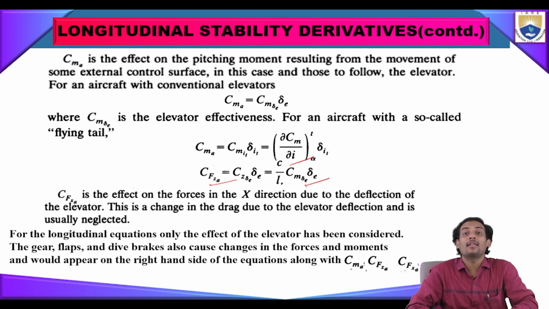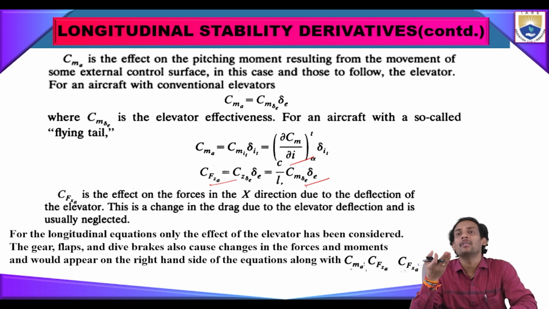But that doesn't mean that this is not useful for making the stability constraints for an aircraft. So these are all required, but how this requirement applies for each and every aircraft, like we said, the velocity variations in linear direction. So for the longitudinal equations, only the effect of elevator has been considered. So gear, flaps, and drive brakes also change the forces and moments, and that will appear on the right hand side of the equations along with the CMA, CFZA, and CFXA.